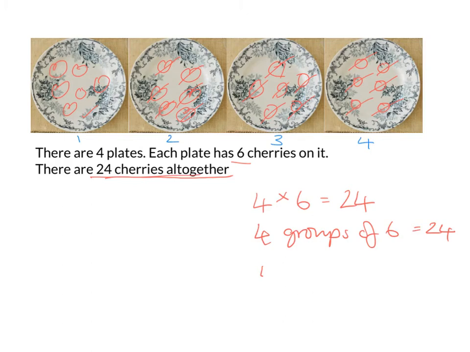4 sixes equals 24. That should say sixes. 4 sixes equal 24.